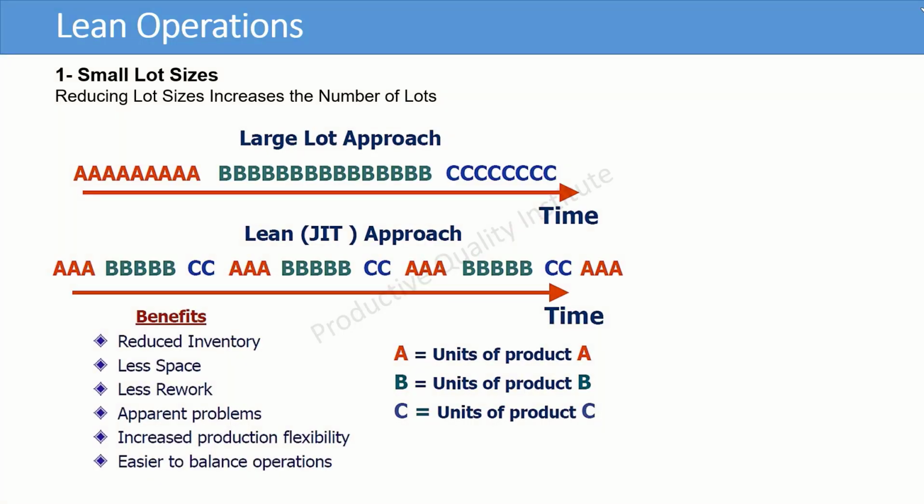Smaller lot size will reduce the inventory, which leads to less space and less rework. Smaller lot size will increase the production flexibility and make it easier to balance the operations over the whole process. All these improvements lead to the lean approach.